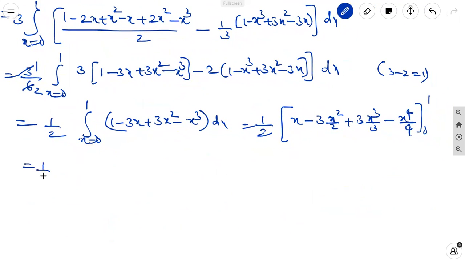It is equal to 1 by 2. Apply the upper limit, 1 minus 3 by 2, 3 3 get cancelled, plus 1 minus 1 by 4. It is the upper limit.